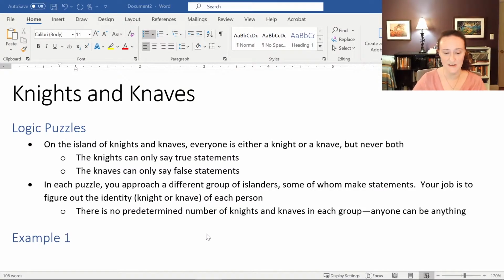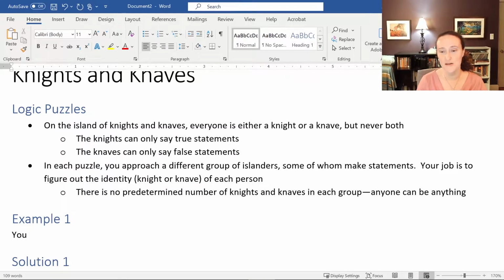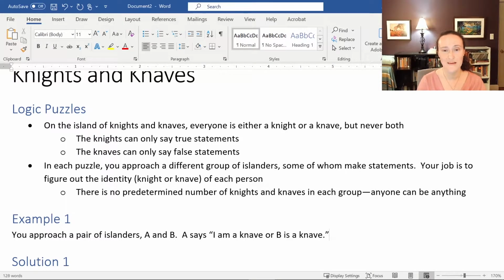So let's go ahead and look at an example just to give you the idea. So you approach a pair of islanders, A and B. A says, I am a knave, or B is a knave. And B actually says nothing. So I want you to pause the video and think about this for a while. What are A and B? There is actually only one identity that either of them could be.